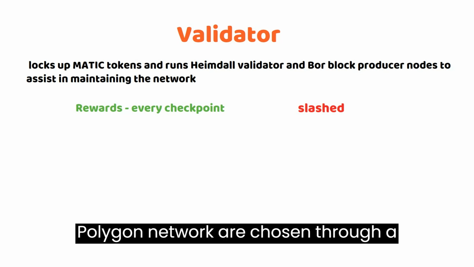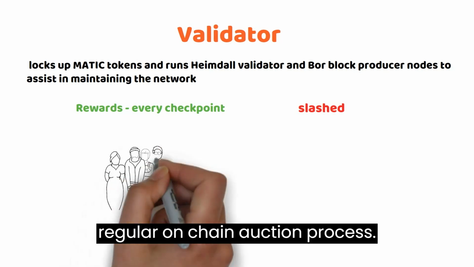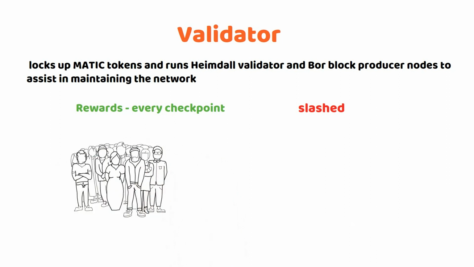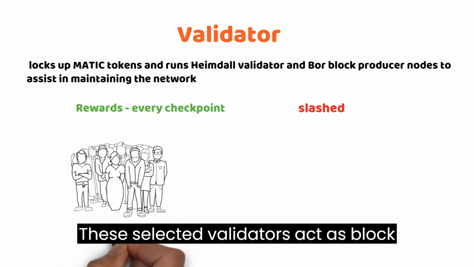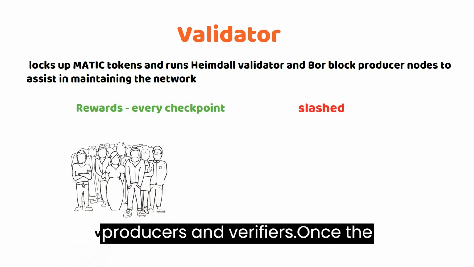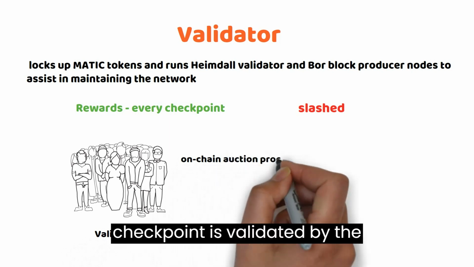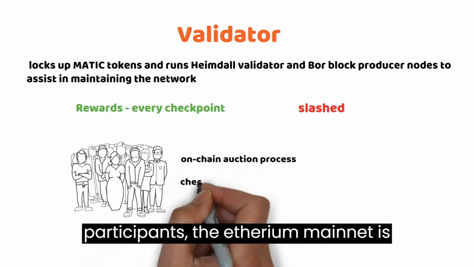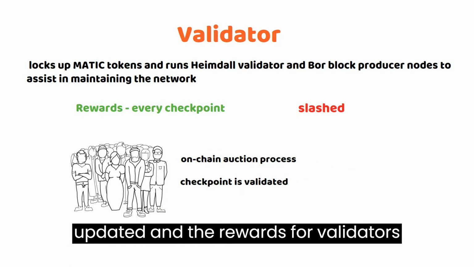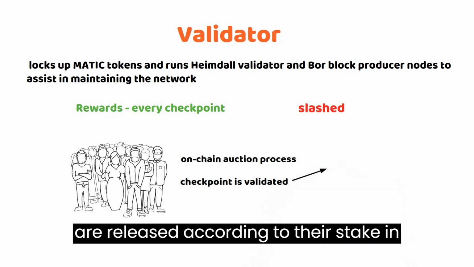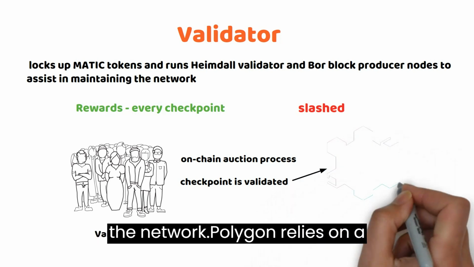Validators on the Polygon network are chosen through a regular on-chain auction process. These selected validators act as block producers and verifiers. Once a checkpoint is validated by the participants, the Ethereum mainnet is updated, and the rewards for validators are released according to their stake in the network.